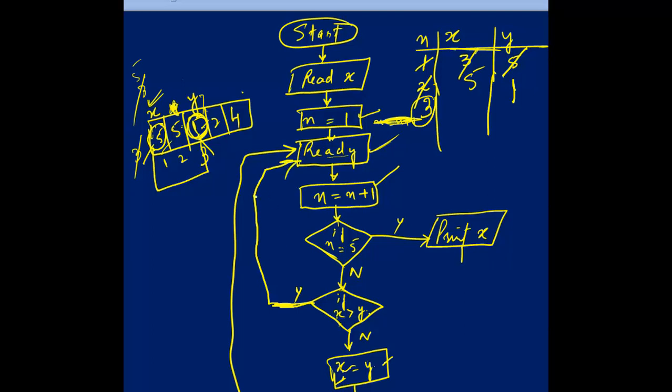Okay, so in this case there is no need to replace. This is the replacement. Here we are replacing x because the value of x is smaller than the value of y, so there is a need to replace. We are assigning x is equal to y, so the value of y is assigned to x. This time there is no need to replace, so we are directly moving to read the next number.